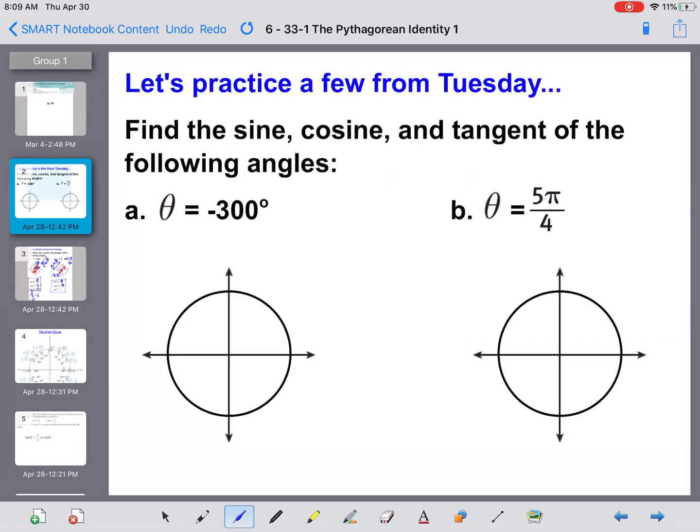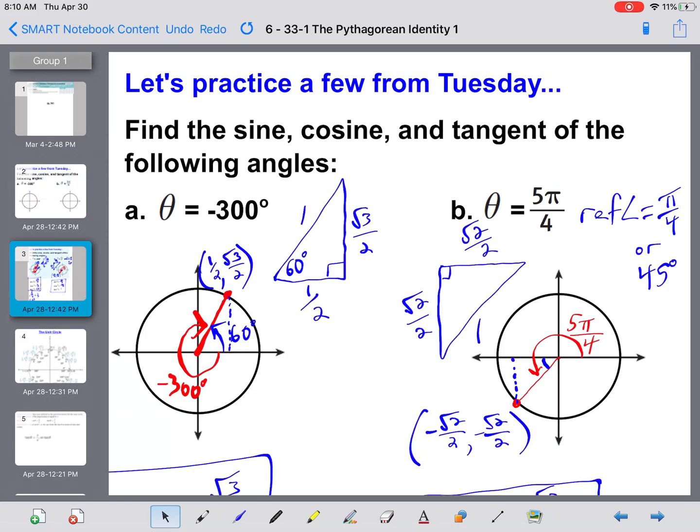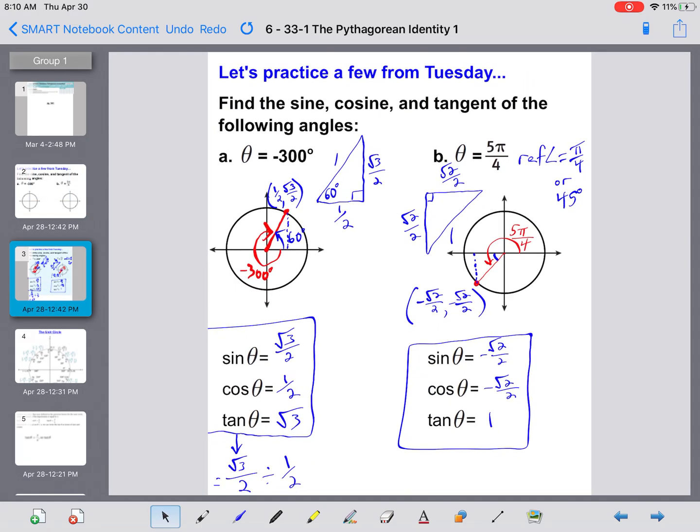So what I thought we'd do is start with this problem here. This is a good practice problem from Tuesday, just reviewing how to find the sine, cosine, and tangent of some angles. The first one's in degrees, and the second one is in radians. So go ahead and pause the video, try these two problems, and then I'll explain in the next slide. Okay, so here's what you should have had.